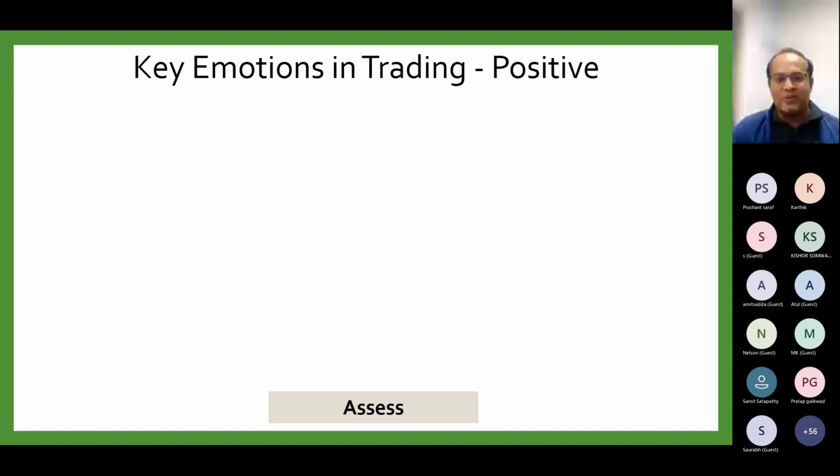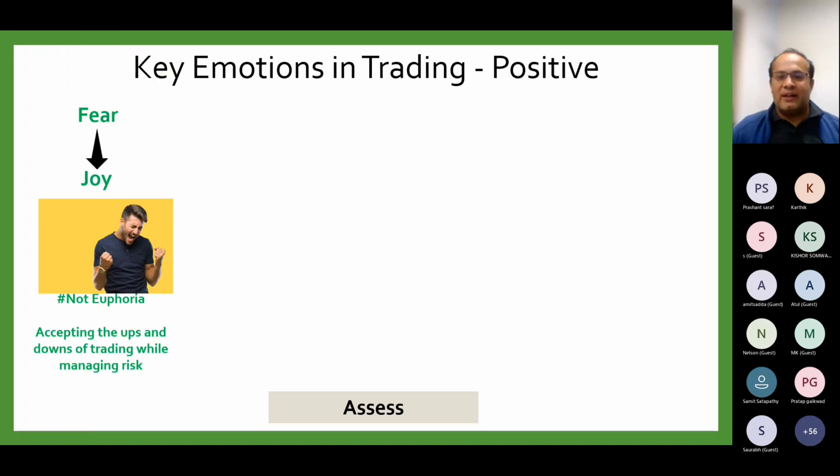Now we talk about assessment. How do we assess ourselves? For every negative emotion, there's a positive emotion as well. Fear is equal to joy. Opposite to fear is joy. It's not euphoria. I want to put up joy as an emotion, not euphoria, not being euphoric, not thinking, oh, I'm at the top of the world today, I've done everything.